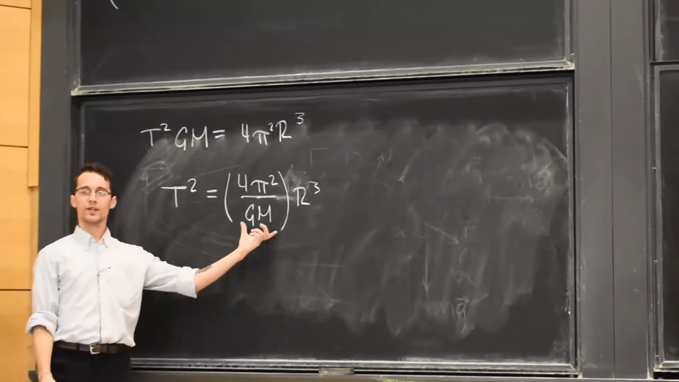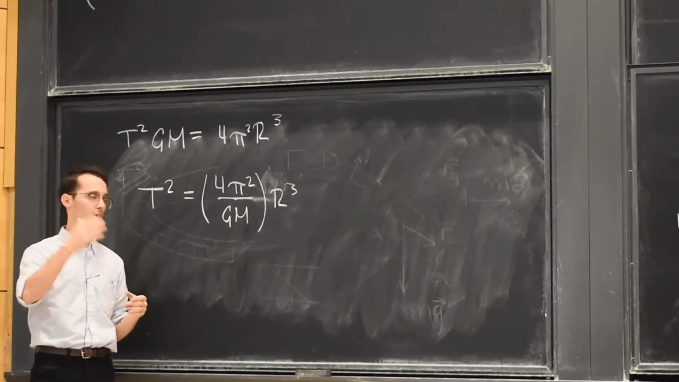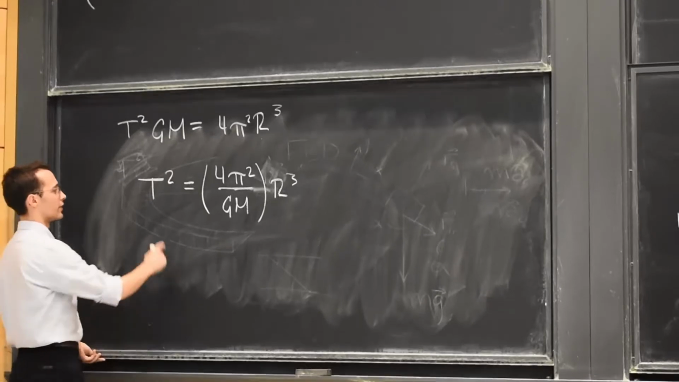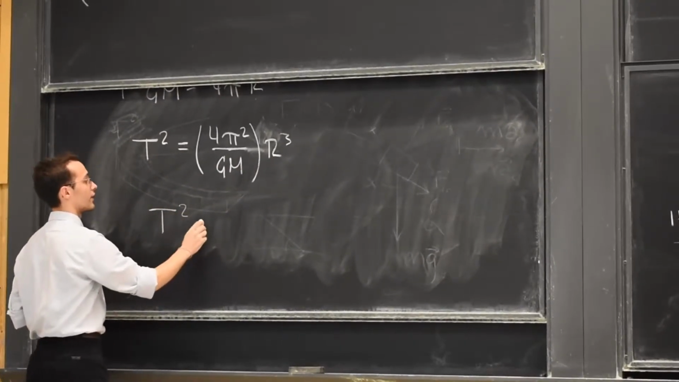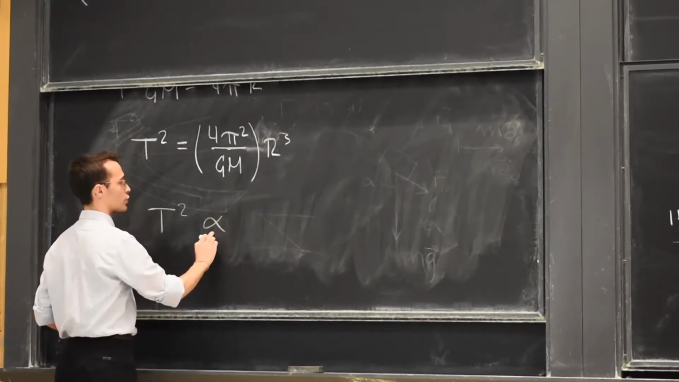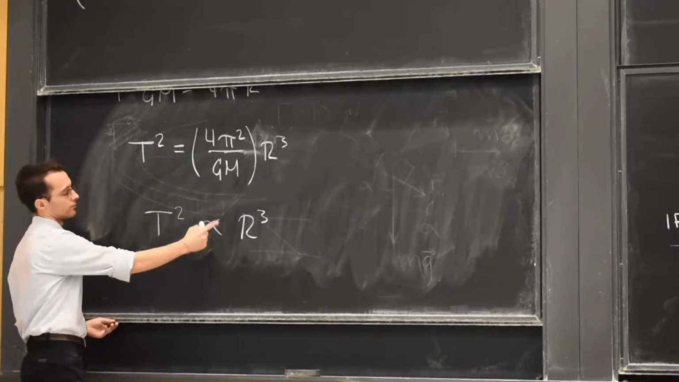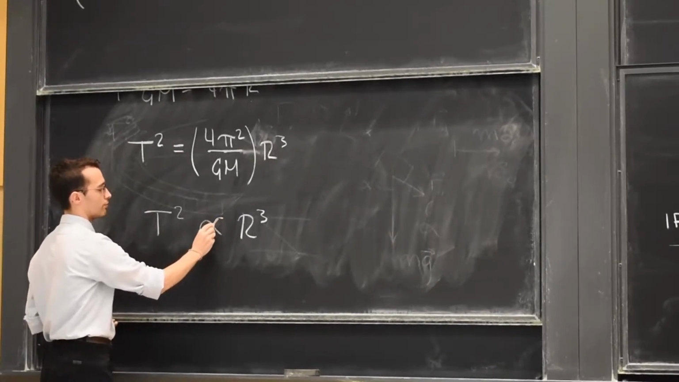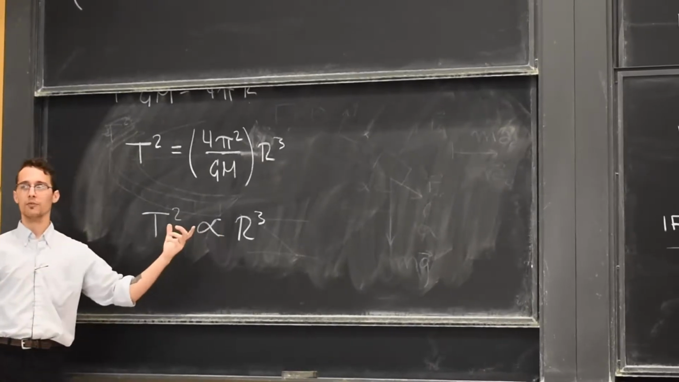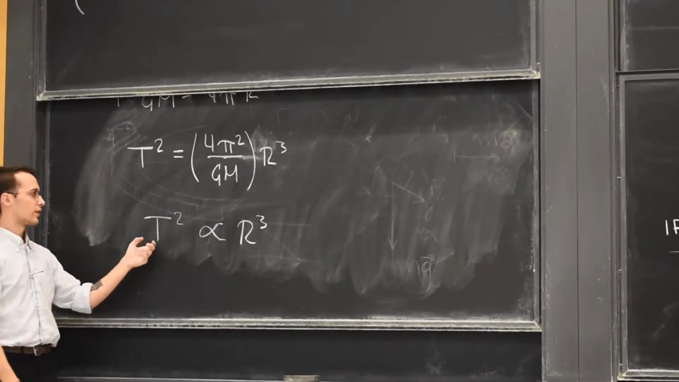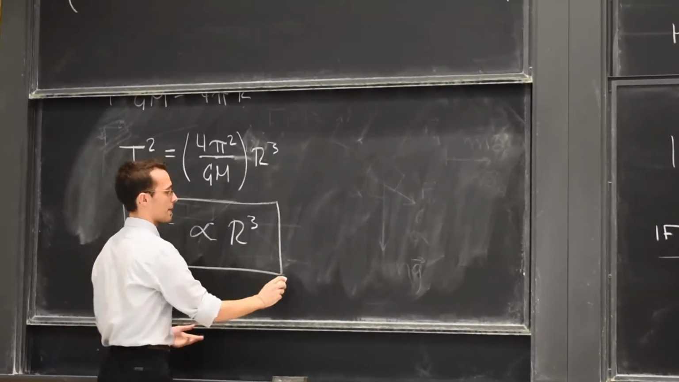In parentheses here, we just have a constant. You compute it once, you memorize it if you want, it's just fine. The important part is this relation here: T squared is proportional to r cubed. This is proportionality, not the Greek letter alpha. That just means that these two are related by just a constant. This is Kepler's third law.